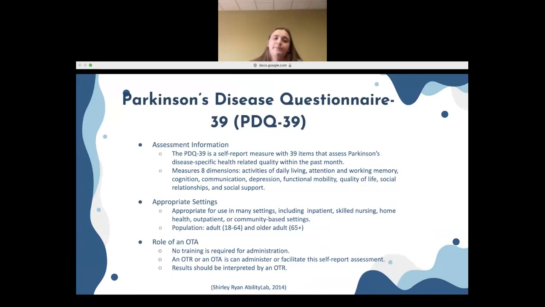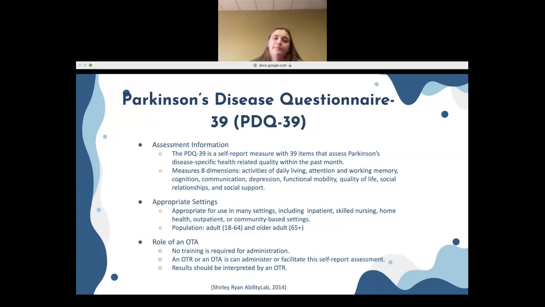Another assessment commonly used to assess health and function in individuals with Parkinson's disease is the Parkinson's Disease Questionnaire 39. This is another self-report measure with 39 items that assess Parkinson's disease-specific health-related quality within the past month. This assessment measures 8 dimensions, including ADLs, attention and working memory, cognition, communication, depression, functional mobility, quality of life, social relationships, and social support.